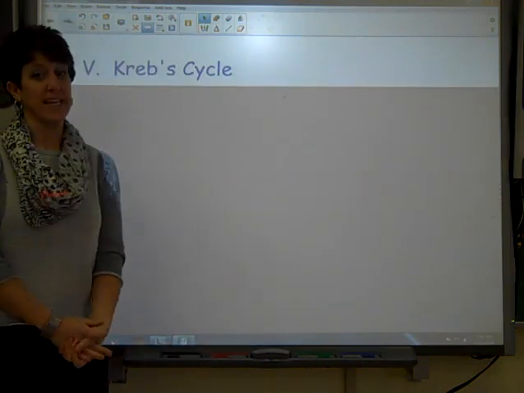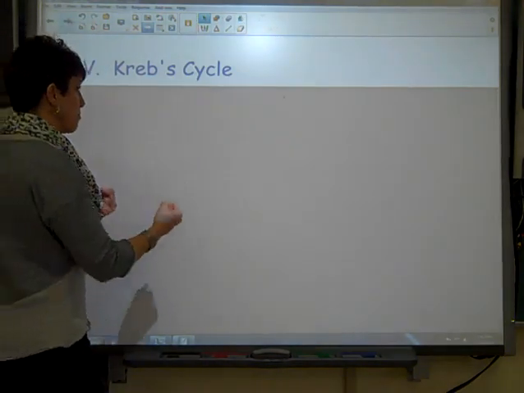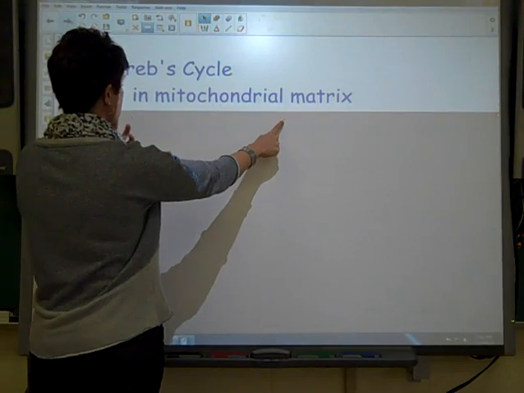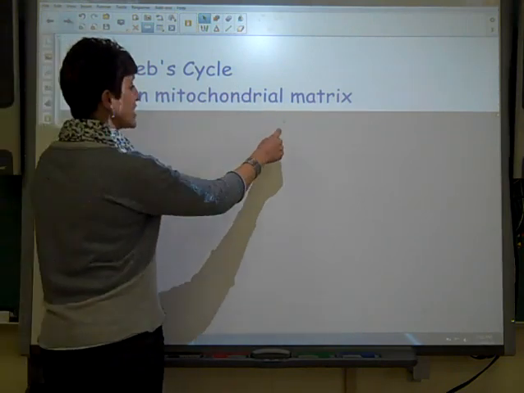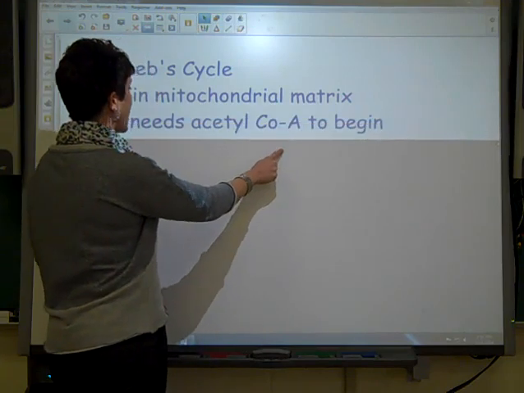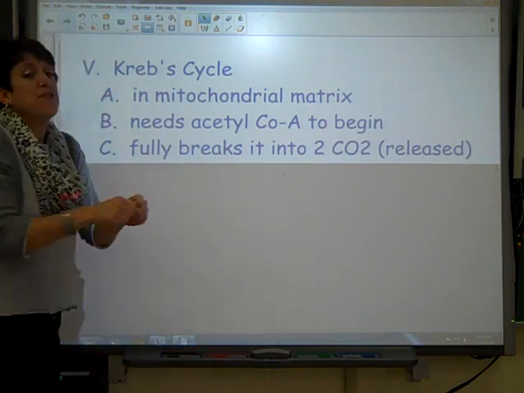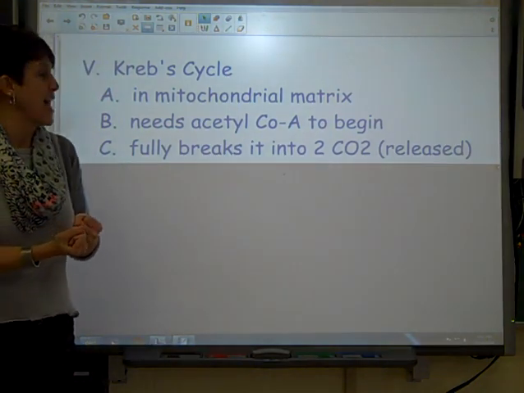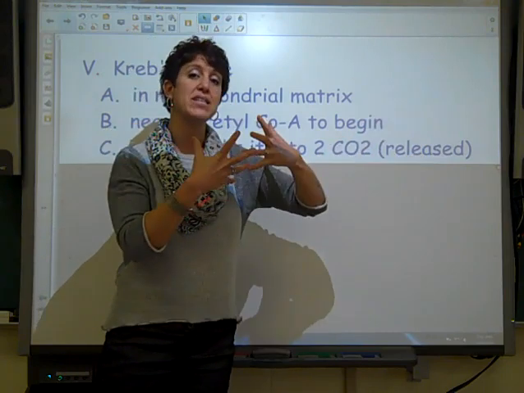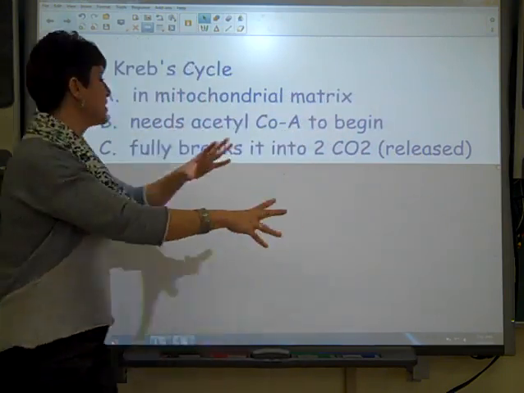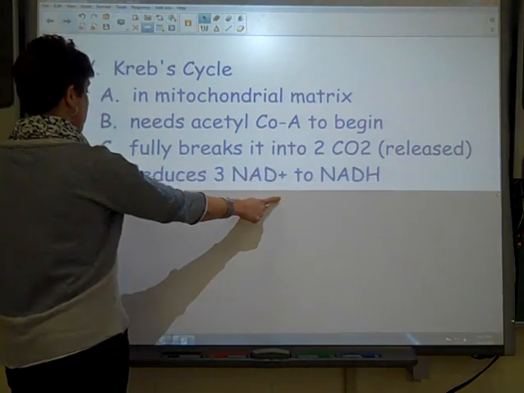All right, Krebs cycle. This is our next step. This is our big step that's happening within the mitochondria. It's happening in the matrix, and this cycle is how we get the majority of our carbon dioxide. It begins with acetyl-CoA. It fully breaks it into 2 carbon dioxides. Those are what get released. So we have an abundance of carbon dioxide. It gets released out of our body because we are producing it every time we break apart sugar.